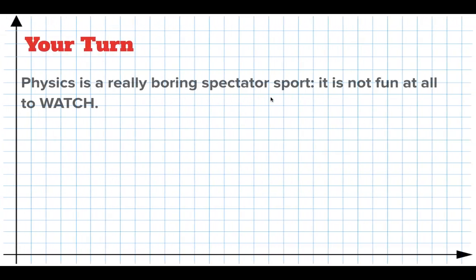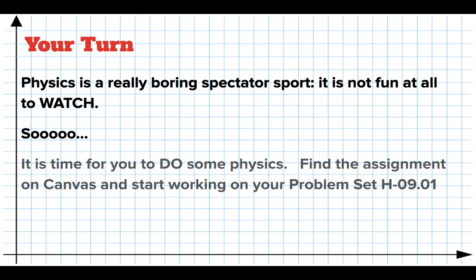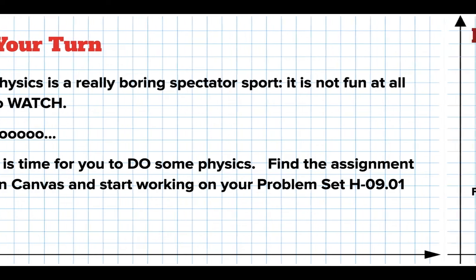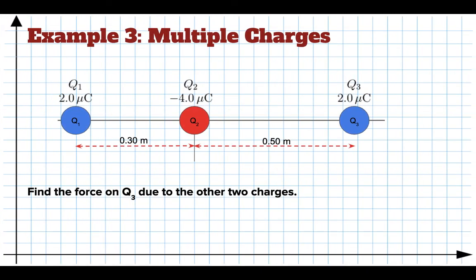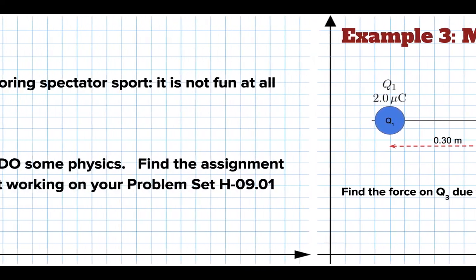Now, physics is a really boring spectator sport. You're probably bored already, and this has only been about 8 minutes long. So, in order to have a little more fun, you've got some problems to do. So this would be a great time to stop and work on problem set H 9.1. This will give you some practice in the kind of problems we've been doing. When you get near the bottom, you're going to get some more complicated problems, which involve arrangements of charge, like 3 charges, and when you get there, there will be a link to a video to show you how to work through those.